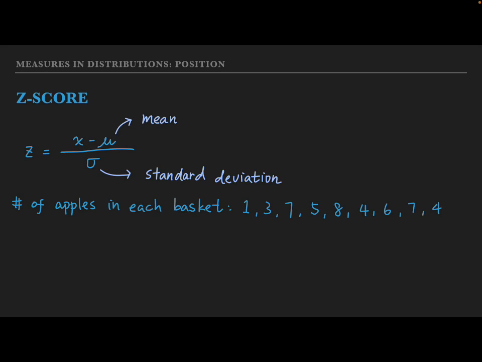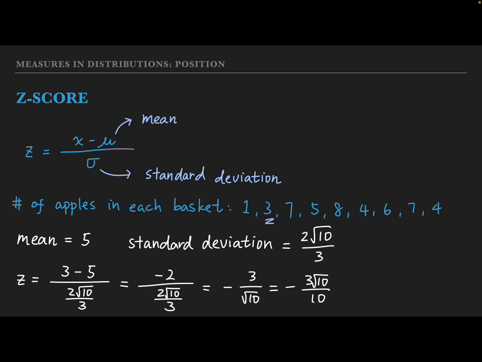Here is an example. We want to find the z-score of this value over here. In this set of data, we are given that the mean is 5, and the standard deviation is 2/3 of root 10. Now we plug in the values into our formula, and our answer is -3 root 10 over 10. Notice that for the values that are smaller than the mean, the z-score is negative, and for values that are greater than the mean, the z-score is positive.